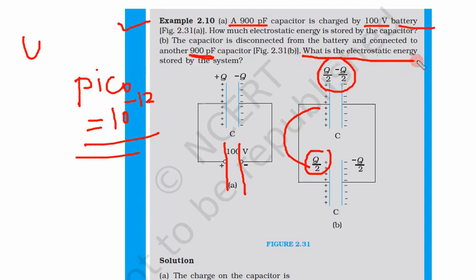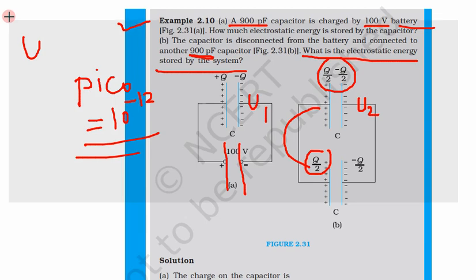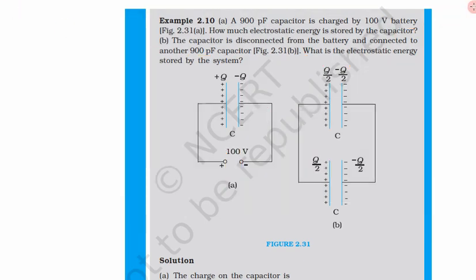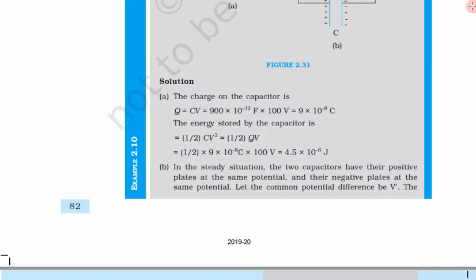Now what is the electrostatic energy stored now? In the first case we have to calculate the electrostatic energy U. In the second case, though there are two capacitors, we have to calculate the electrostatic energy stored in this system, in the first case as well as in the second case. Now for the first case, let us see what will happen.